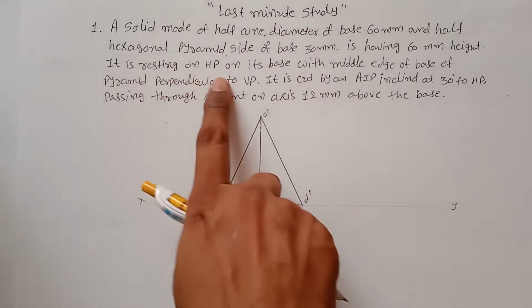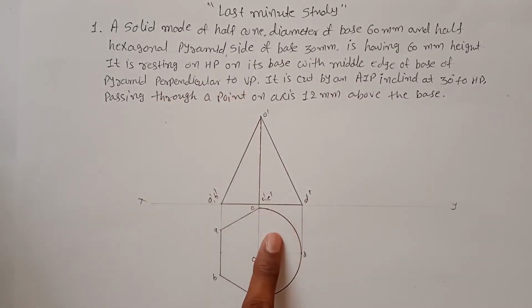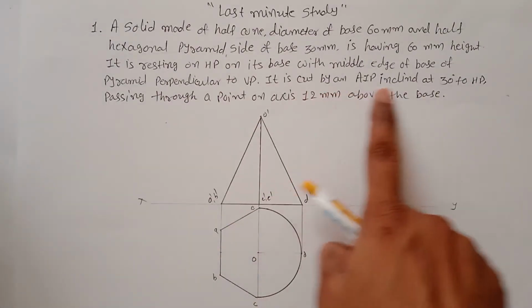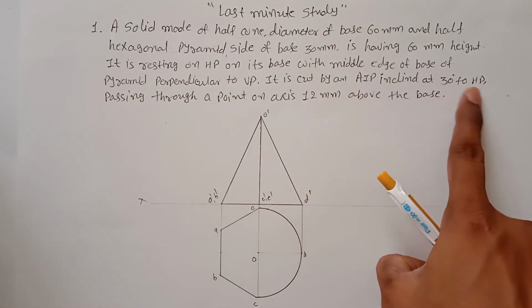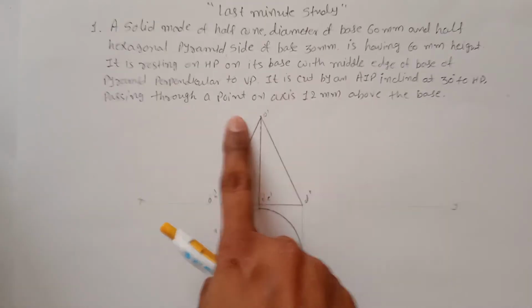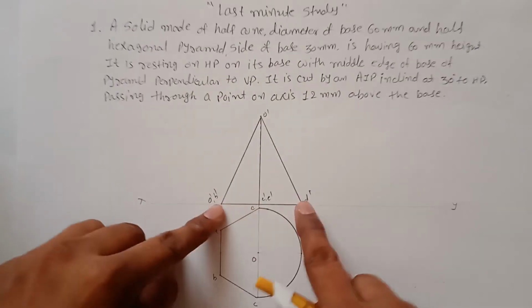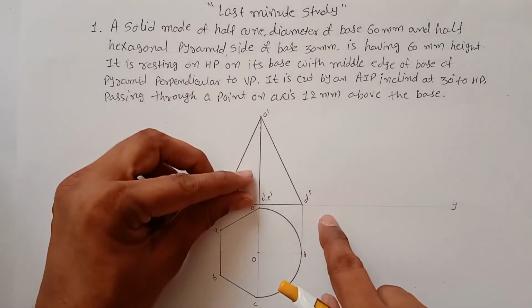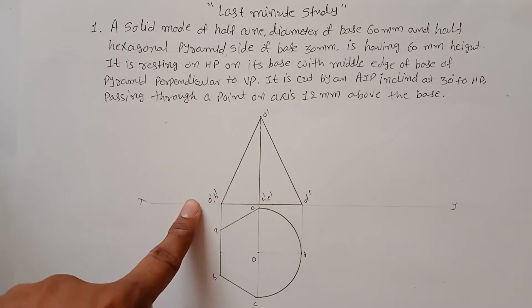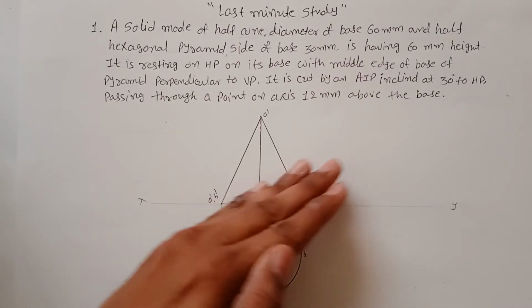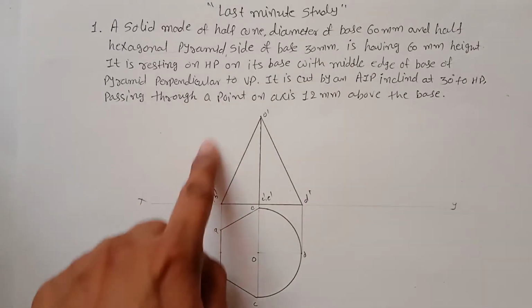So it is resting on the HP on its base with the middle edge of the base of the pyramid perpendicular to the VP. It is cut by an AIP, auxiliary inclined plane, at 30 degrees to the HP, passing through a point on the axis 12 mm above the base. So this is the base. From here you have to measure a distance of 12 mm and draw a line at an angle of 30 degrees. So that is your cutting plane line. And using the cutting line you have to draw your true shape.